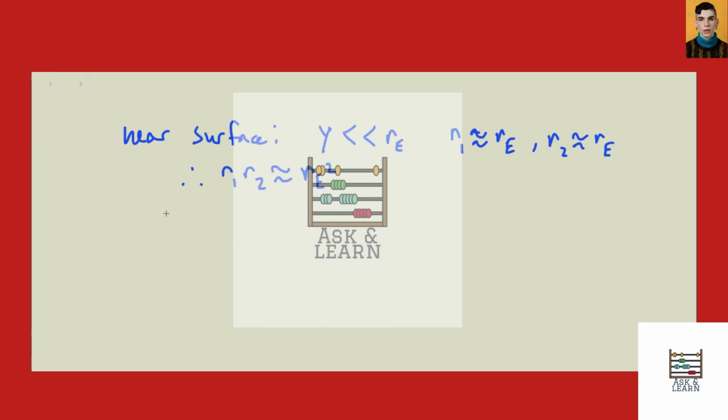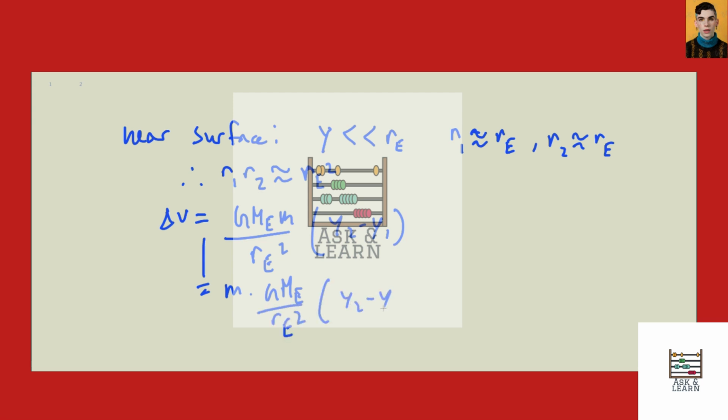So what you get out of that is delta U is G times M_E times small m over the radius of the Earth squared times Y2 minus Y1. Great. And then you make that small m times G M_E over the radius of the Earth squared times Y2 minus Y1.